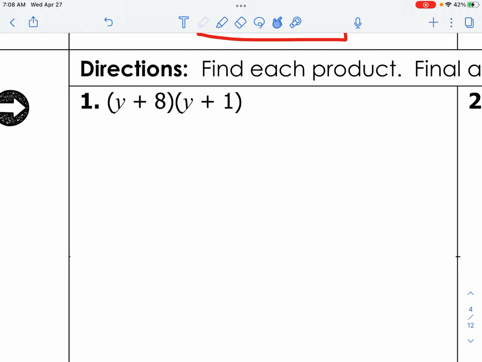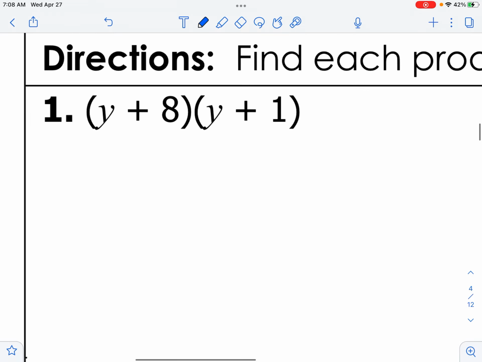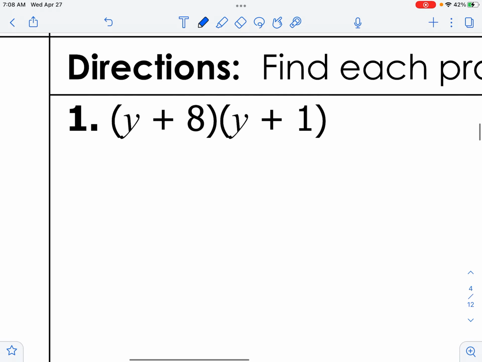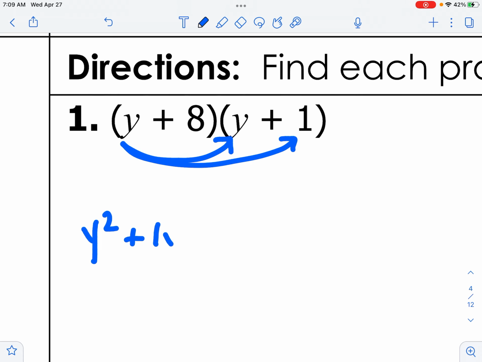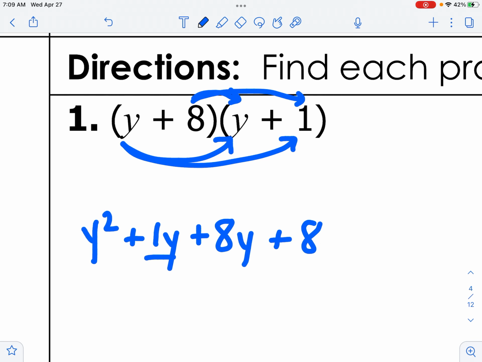All right, so I'm going to work the left-hand side here using FOIL. So first, y times y, y squared. Outer, y times 1, 1y. Inner, 8 times y, 8y. Last, 8 times 1, 8. Combine like terms, y squared plus 9y plus 8.